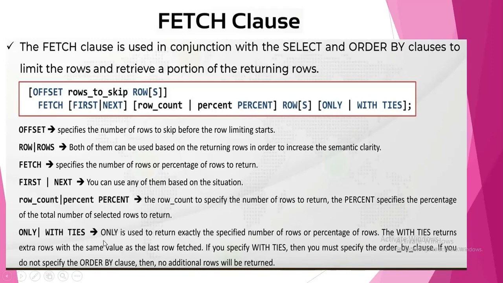Only with ties. Only is used to return exactly the specified number of rows or percentage of rows. With ties returns the extra rows with the same values as the last row fetched. If you specify with ties, then you must specify the order by clause. If you do not specify the order by clause, then no additional rows will be returned.